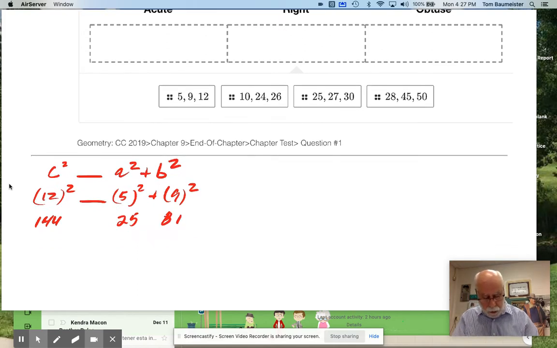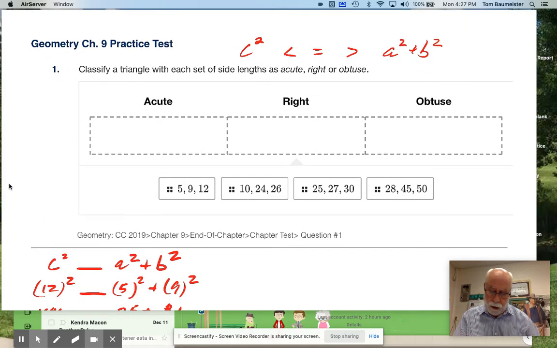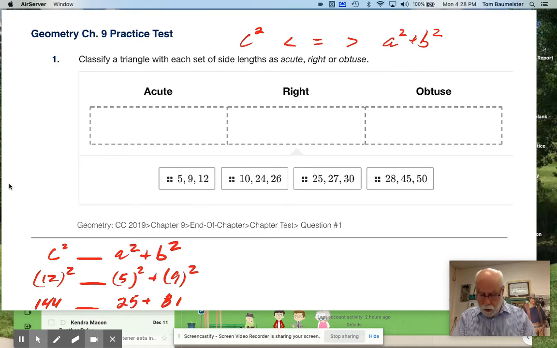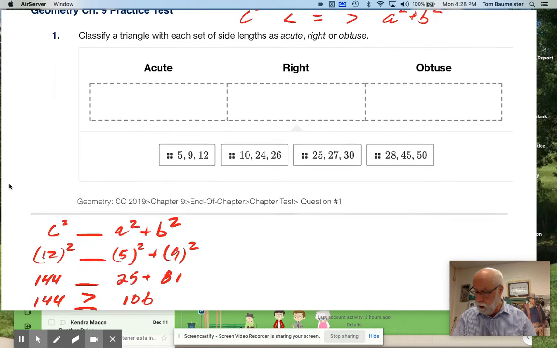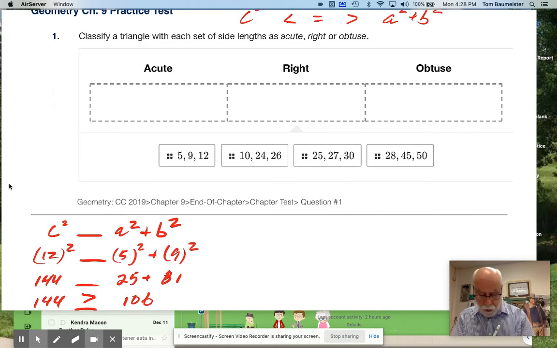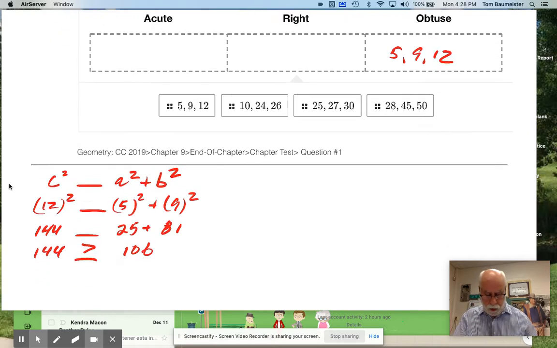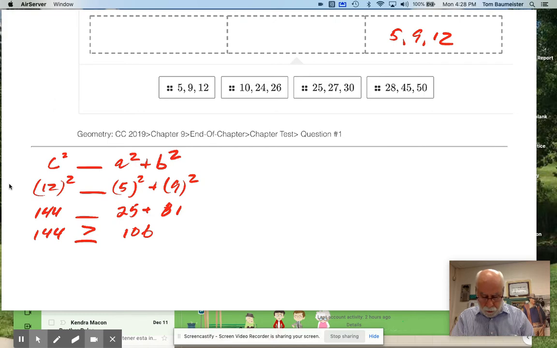So I'll have 144 on this side, and on this side I'll have 106. So 144 is greater than 106. Since it's greater than, we're going to say that one is obtuse. So we would put this one, 5, 9, and 12, right here, where you would drag and drop it. All right, let's do another one.